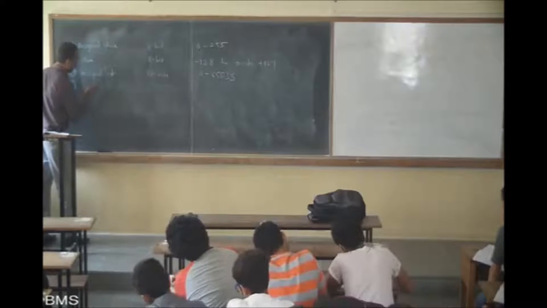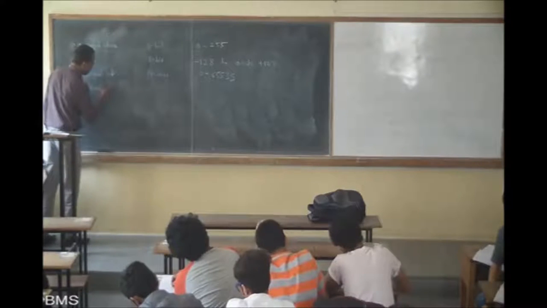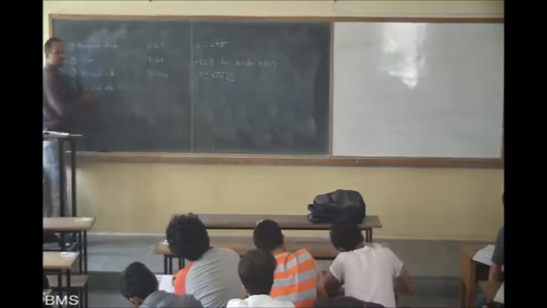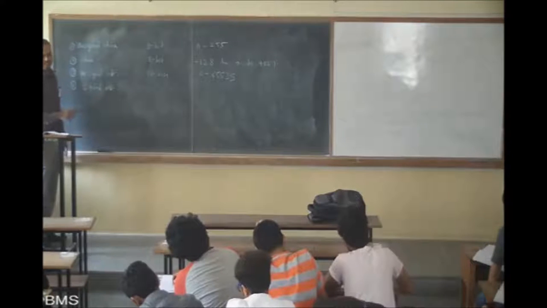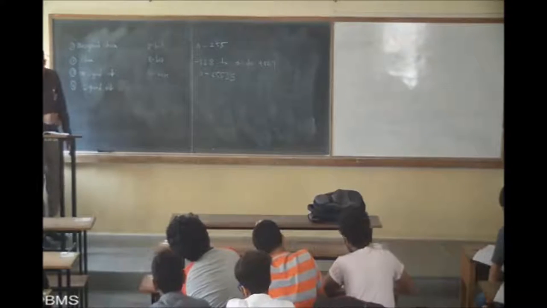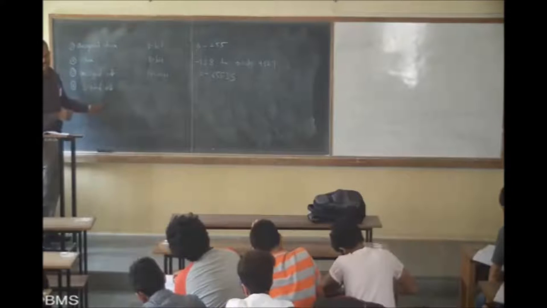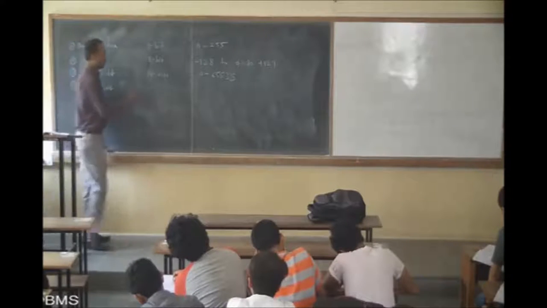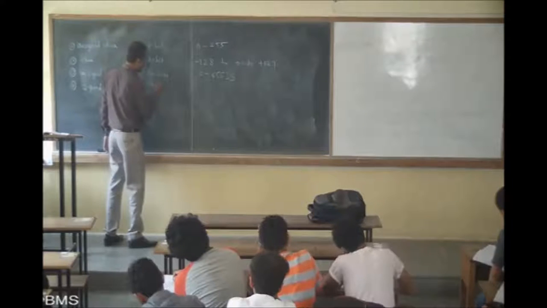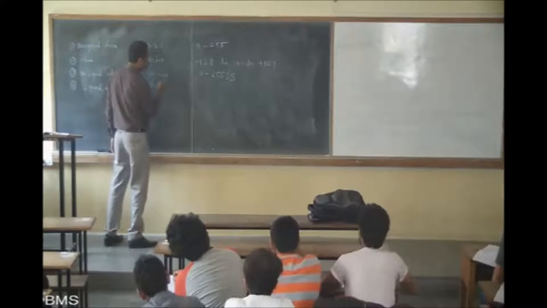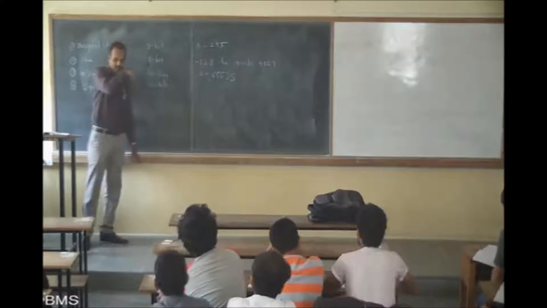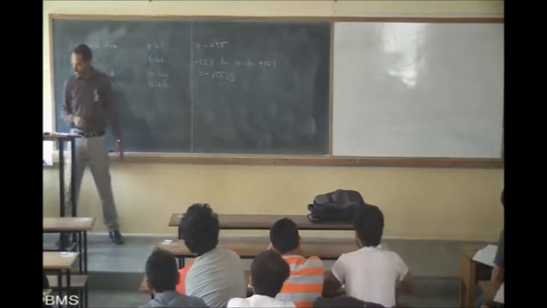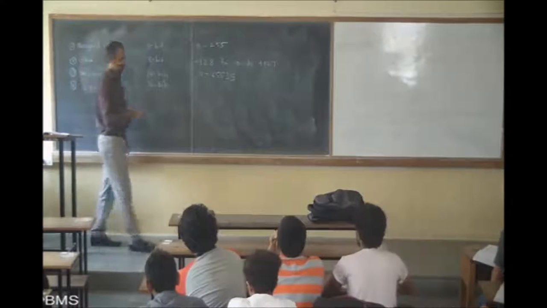Next, signed int. Signed int or int is normal int. It's the same thing. Like in C, if I write int, normally it will be signed. What is the size of this? What is the range? I don't remember, you are clear?